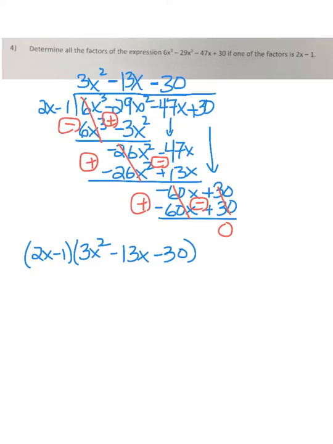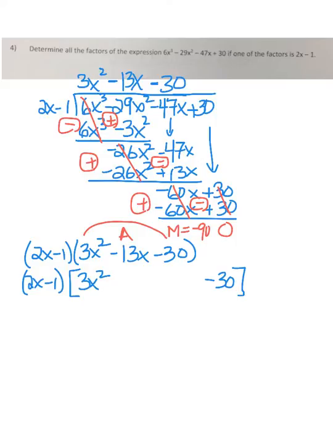So we're going to do rainbow, because our lead coefficient is a 3. We're going to figure out what multiplies to negative 90 and adds to 13. All right. I'm just going to keep bringing this 2x minus 1 down because it's a factor and I don't want to forget it. Remember, when we do rainbow, we bring the first term down and we bring the last term down.